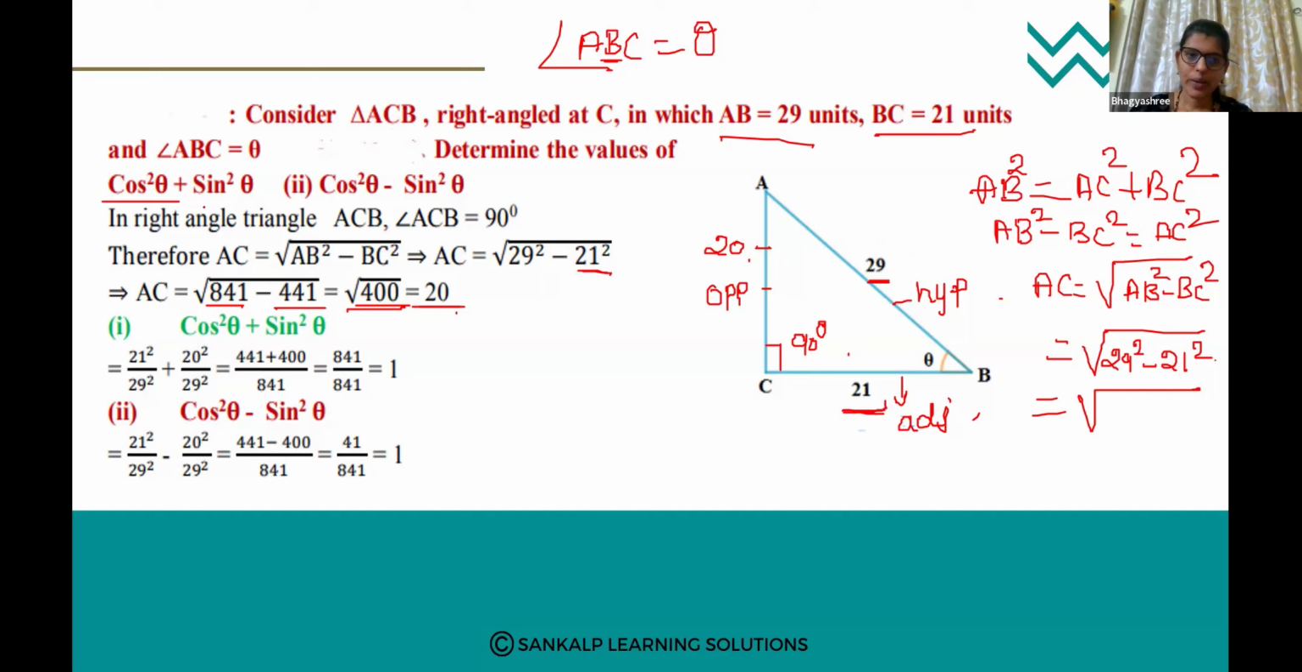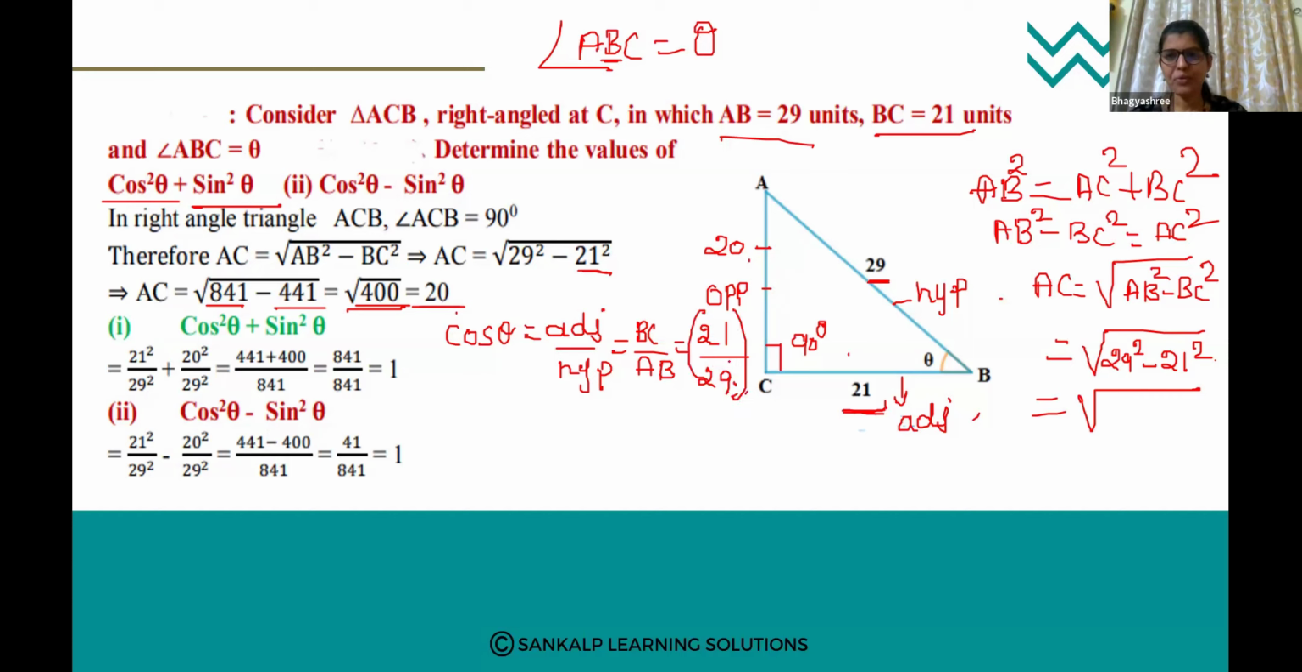First, what they have asked: cos square theta plus sin square theta. What is cos theta? Cos theta is adjacent divided by hypotenuse. Yes, dear children, here the adjacent side is BC divided by hypotenuse AB. BC is 21 divided by AB value 29. This is the value of cos theta. But what we want is cos square theta. Therefore, 21 square divided by 29 square.